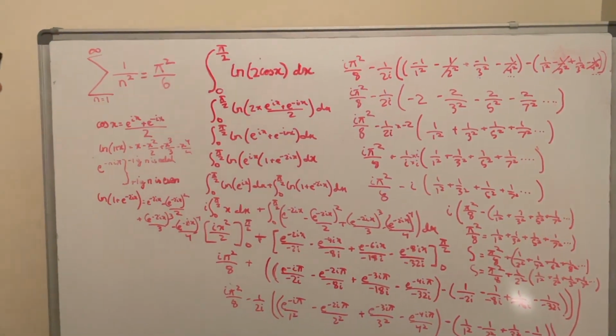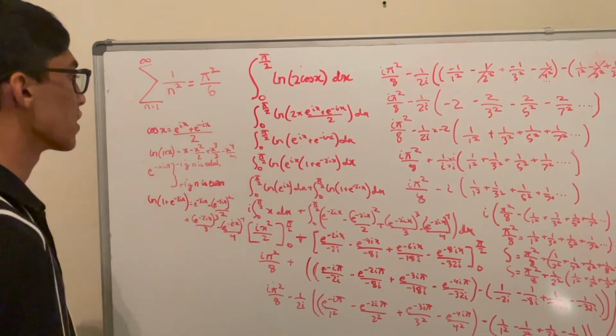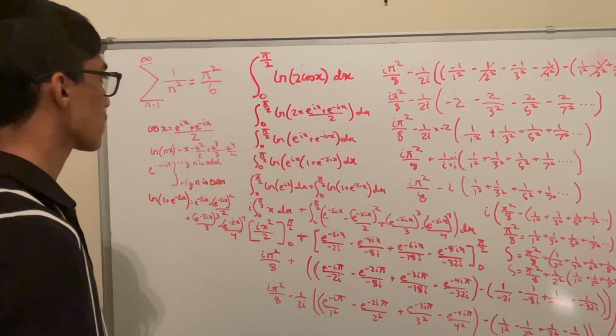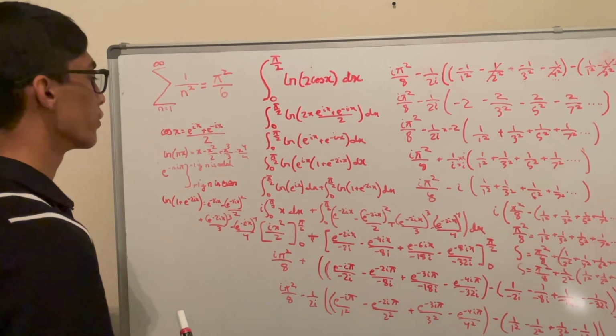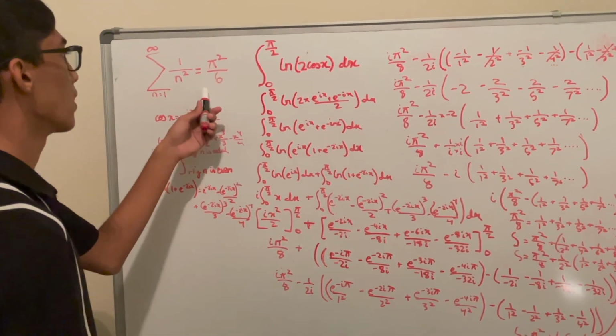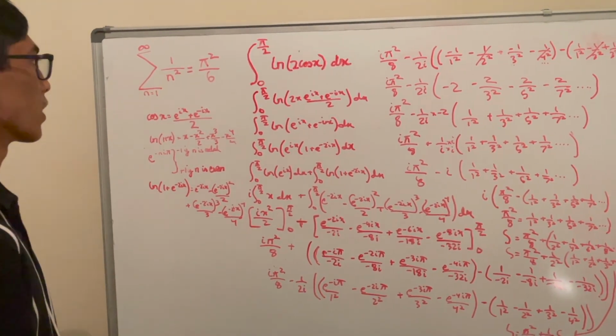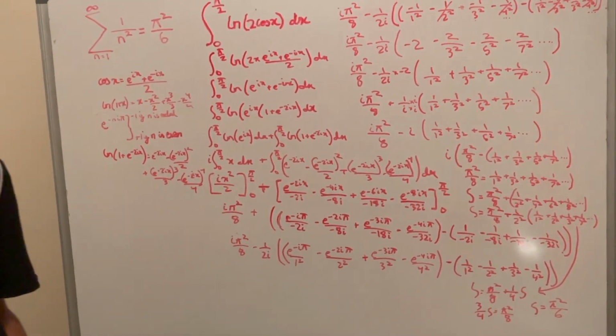So now we have used the integration of ln cos x dx from 0 to pi over 2 to actually prove the Basel problem, which is the summation of n equal to 1 to infinity of 1 over n squared is equal to pi squared over 6.